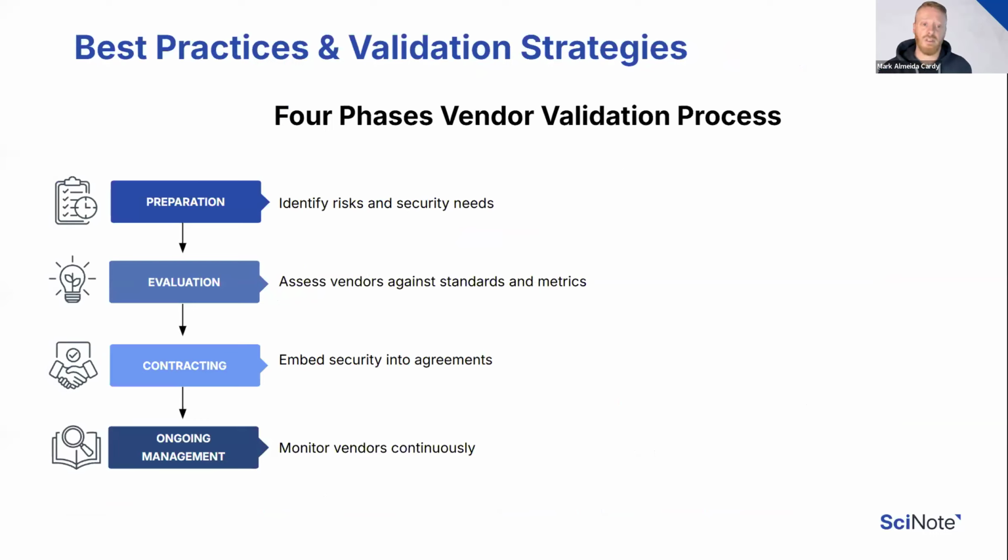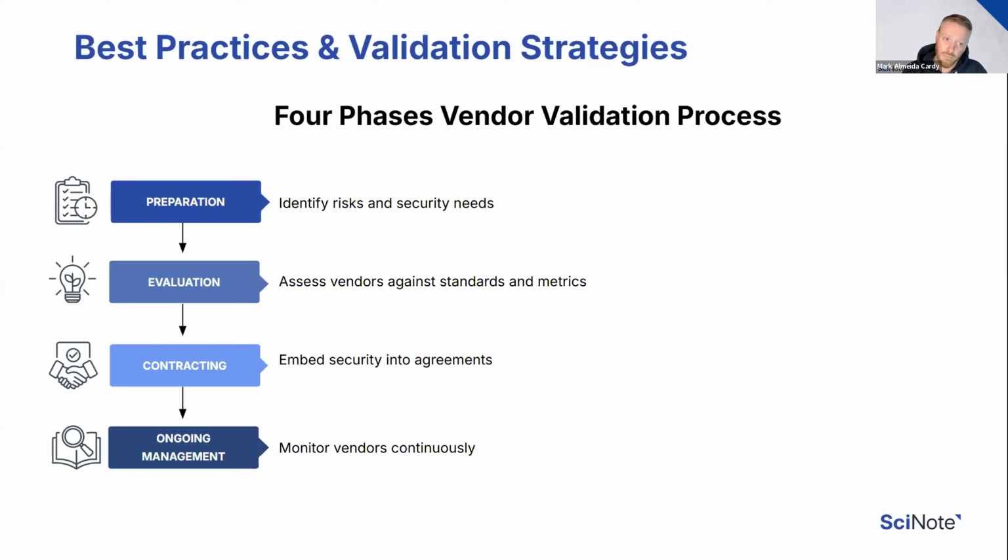So to strengthen vendor selection, we recommend four phases of validation. First, we deal with preparation. We sit down and identify all the risks and the security needs that we may have with a vendor, and we expect customers to do it to us as your vendor. Secondly, we'll evaluate and assess a wide number of vendors against those standards and metrics that we defined in that first phase. Thirdly, we'll try to build security into our agreements with our vendors. And fourthly, ongoing management, continuous monitoring for our vendors.